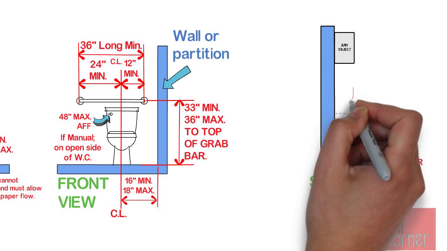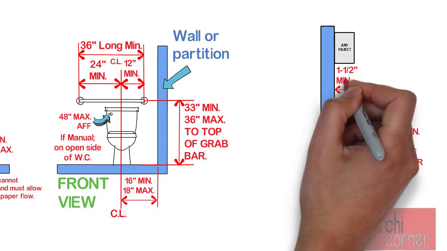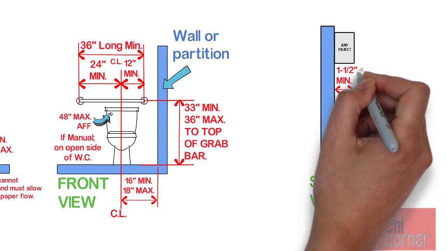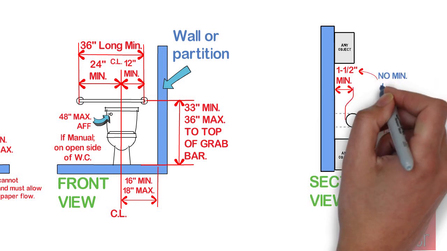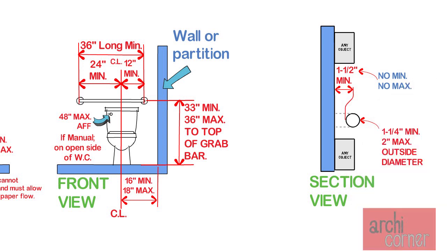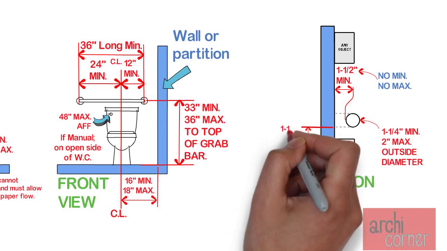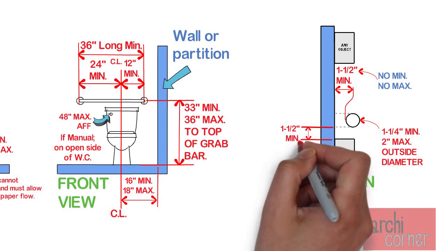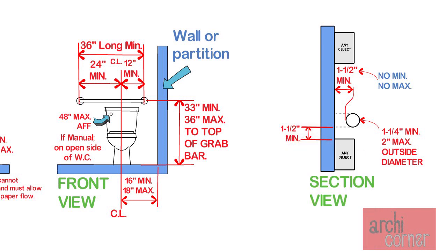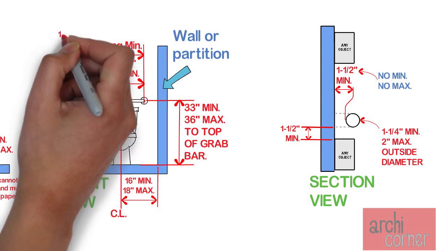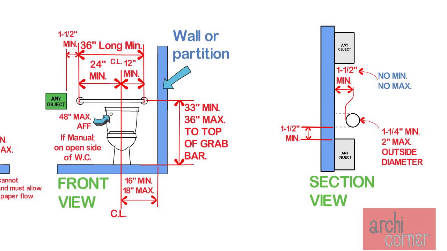The space between the wall and the grab bar is required to be 1.5 inches. Interestingly enough, there is no minimum and there is no maximum for this, so it has to be just 1.5 inches. Between the grab bar and projecting objects below the grab bar, there needs to be 1.5 inches clear. There also has to be a 1.5 inch minimum clearance at the end of the grab bar.